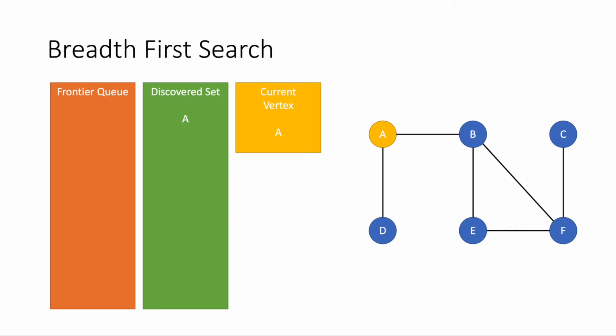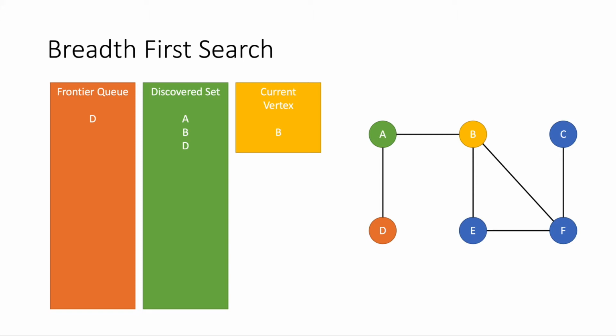Next, all undiscovered vertexes that are neighbors of the current vertex are added to the discovered set and the frontier queue. In this case, it would be vertex B and vertex D. This concludes the first iteration of the loop, and it continues with popping out the front vertex of the frontier queue and setting it as the current vertex, in this case B.